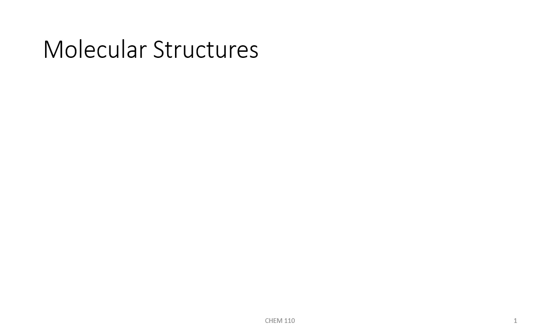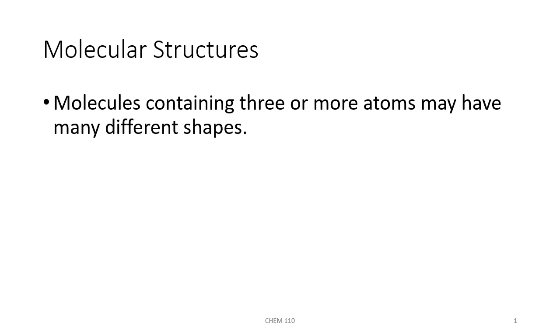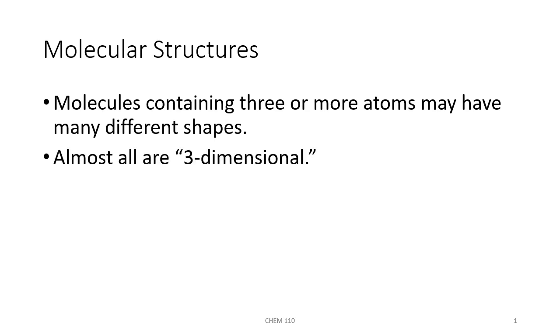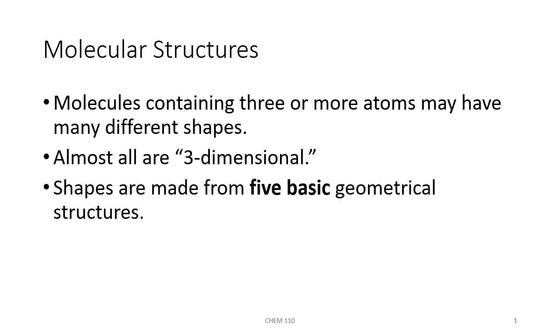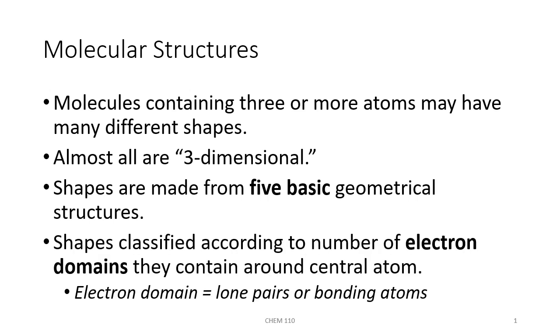One of the reasons for drawing Lewis structures is to be able to analyze molecular shape. Molecules that have 3 or more atoms will come in many different shapes. Almost all of the shapes are three-dimensional, except for the few that lie in a plane or lie in a line. Shapes are all made from 5 basic geometrical structures.